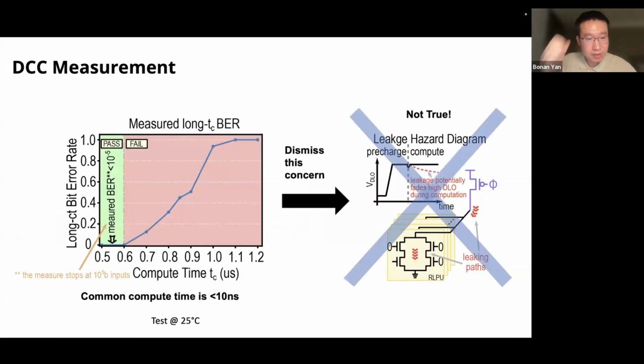But our measurement shows that this is not the case. If we want to avoid this leakage hazard, we have to limit the computation latency to 0.6 microseconds. So this is really a long time. Basically, the computation is normally just tens to hundreds of nanoseconds. So this is okay for the circuit design.